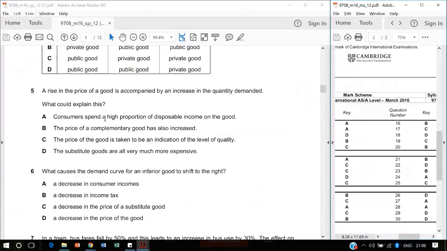A rise in the price of a good is accompanied by an increase in the quantity demanded. What could explain this? Consumers spend a high proportion of disposable income on the good. The price of a complementary good is also increased. The price of the good is taken to be an indication of the level of quality. The substitute goods are all very much more expensive.